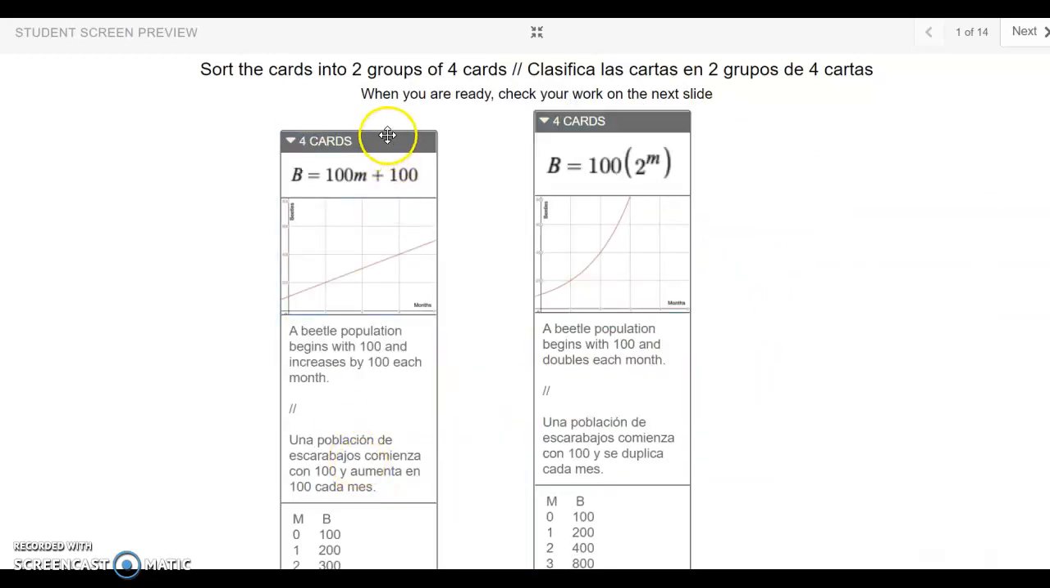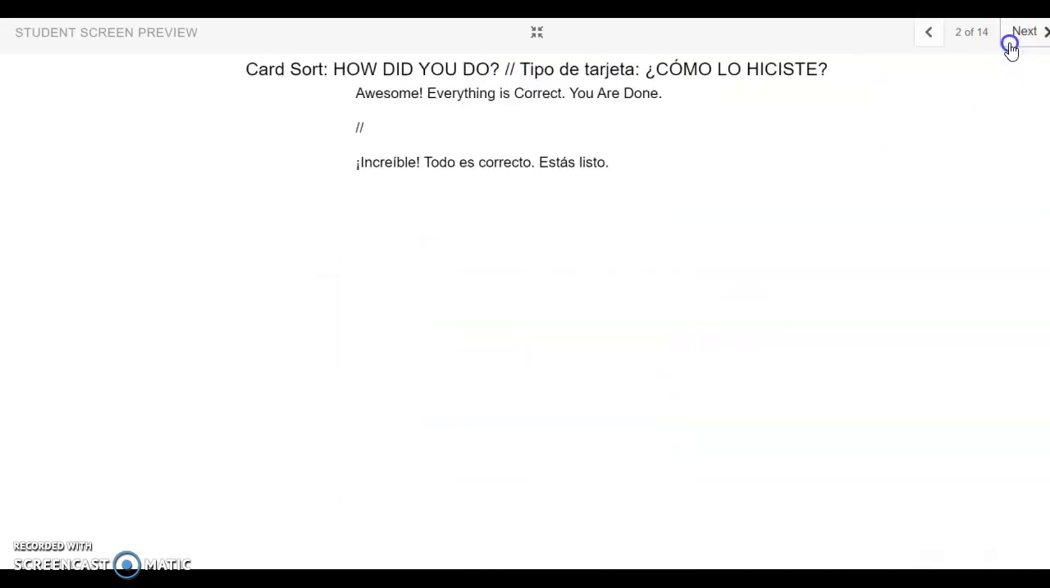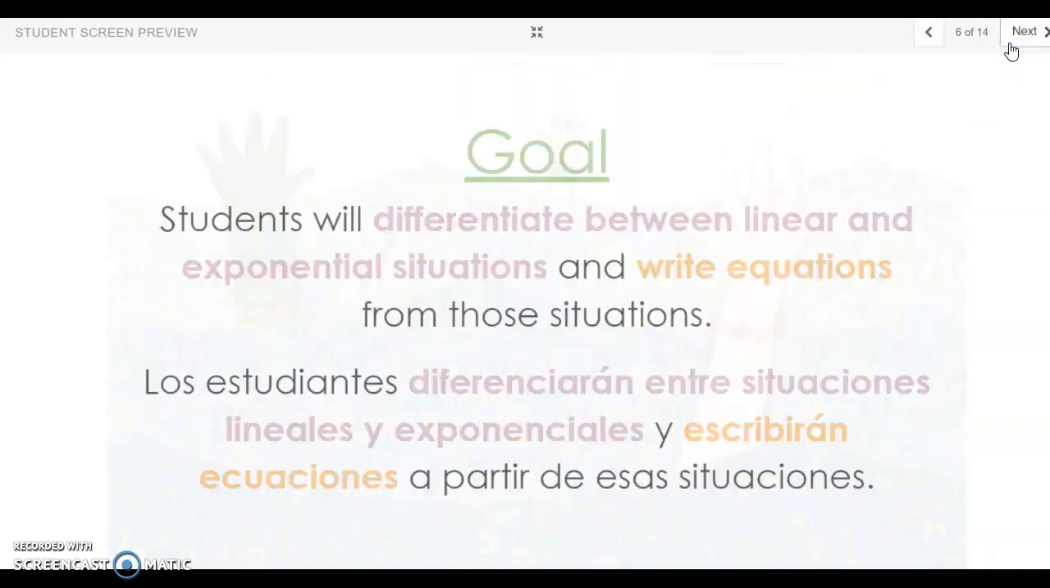I think it's a really great idea if you take some notes on this. Make sure you write that the left one is a linear situation, the right one is an exponential situation. You can have those in your notes and reference back to them. All right, so go ahead and make your way through these slides.